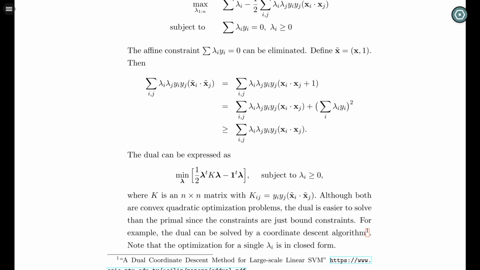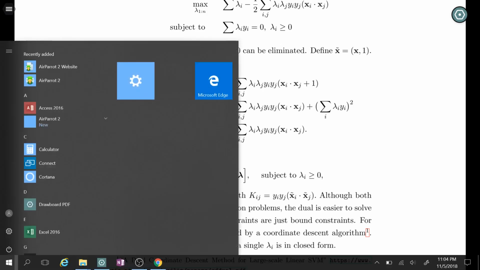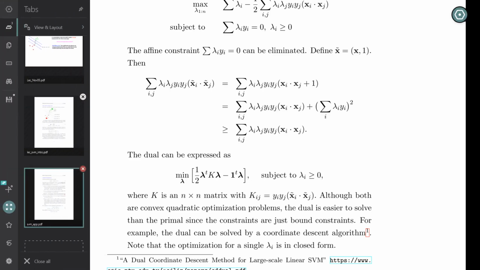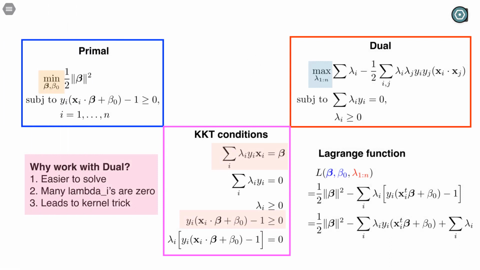But we should be aware that the computation cost for SVM is in terms of the sample size n, not the original dimension p, because we are solving the dual problem. The variables are lambda 1 to lambda n, so it is in terms of the sample size n, although the primal problem is in terms of the dimension p. So you could have a data set where the dimension p is only 2, but if you have a million data points, then the computation cost for SVM is still large.